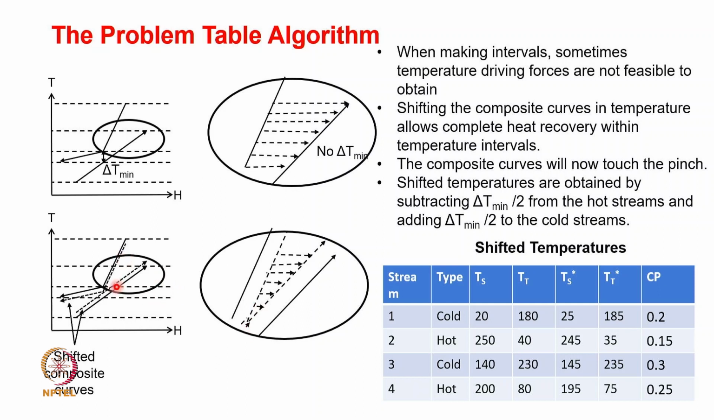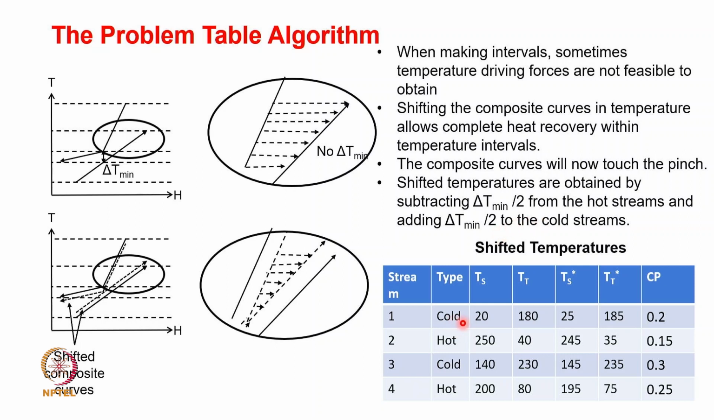So when we do that, we will be able to extract the point of delta T min as a single point, because the composite curves will now touch each other. So this is typically done. How do we do it? This is typically done by shifting the temperatures: subtracting delta T min by 2 from the hot streams and adding delta T min by 2 to the cold streams. So how to do that?